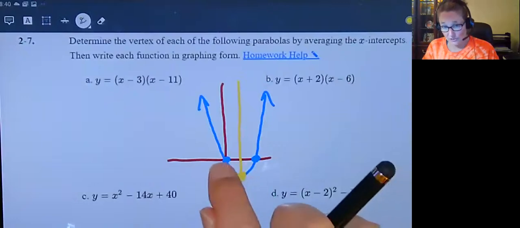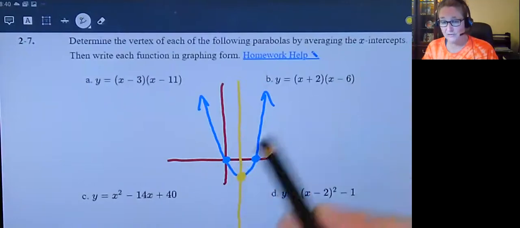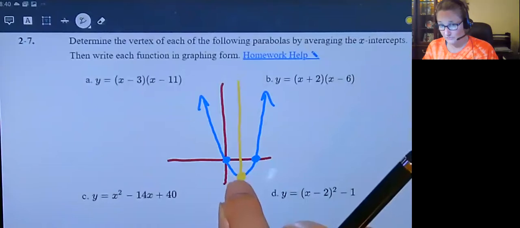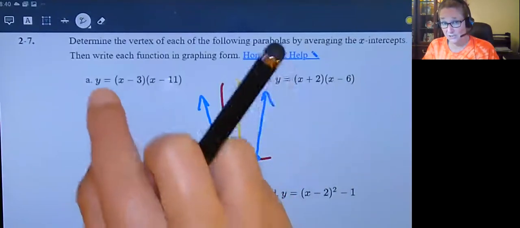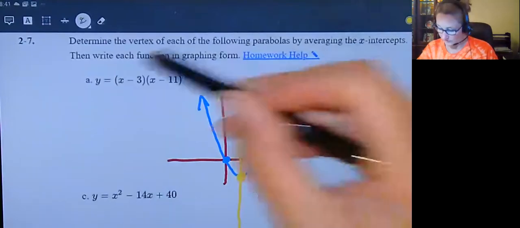So if you take your two x-intercepts and average them, add them up and divide by 2, it's going to give you the x-coordinate of your vertex. And then once you know the x-coordinate, you can plug that into the equation to find the y that goes with it. Okay?